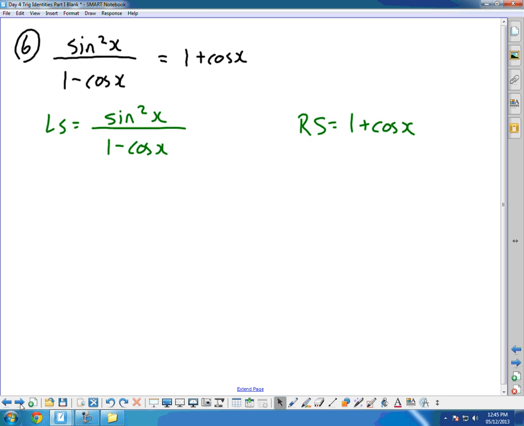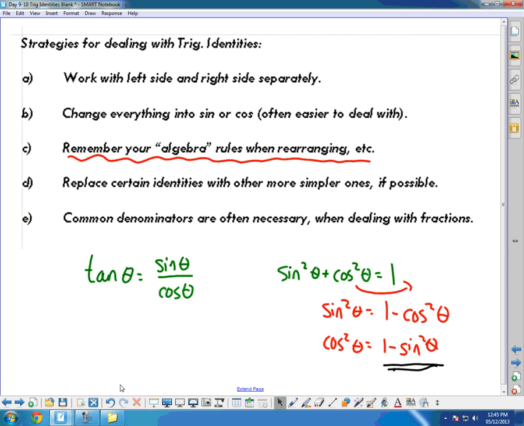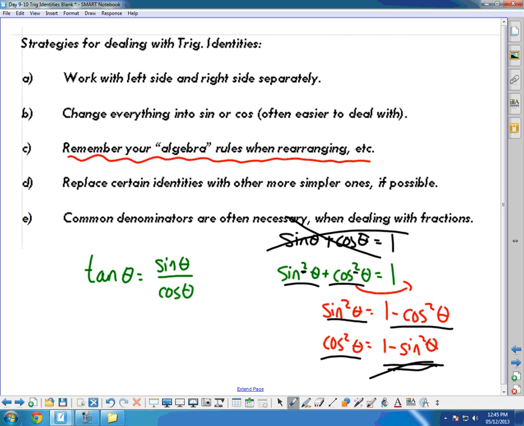Okay, first thing I'm going to do is show you something that's wrong. Remember here, we got sine squared equals 1 minus cos squared, and cos squared equals 1 minus sine squared. In order to do the rearranging, you have to have sine squared and cos squared. You can't do sine theta plus cos theta equals 1. That's not true. It has to be sine squared and cos squared. Same thing here.